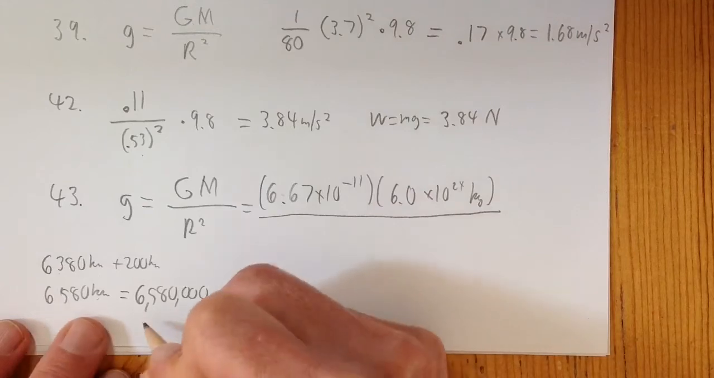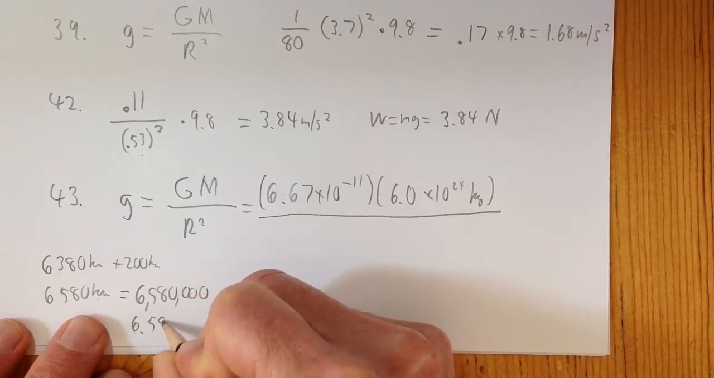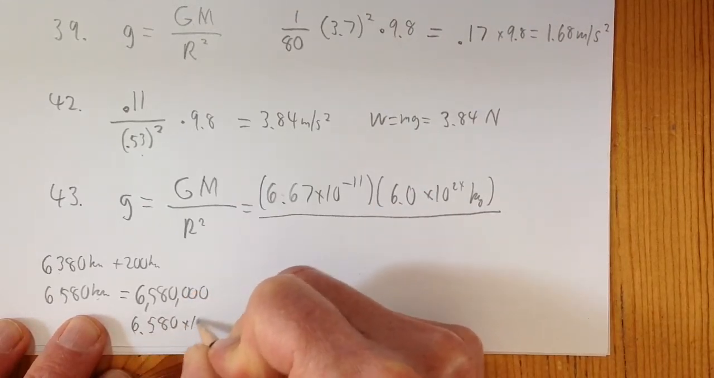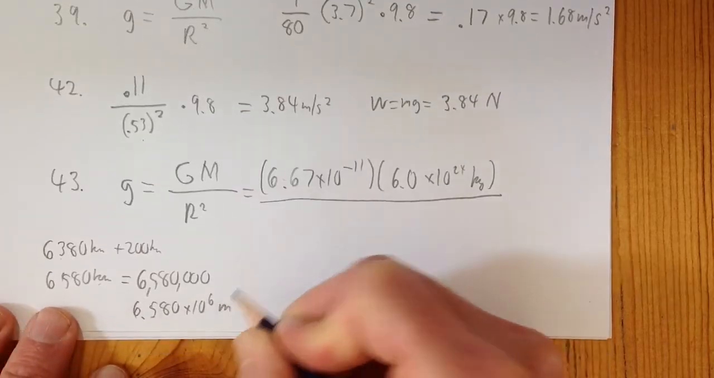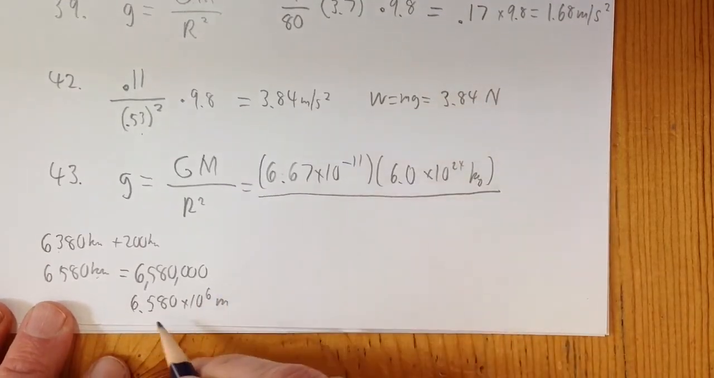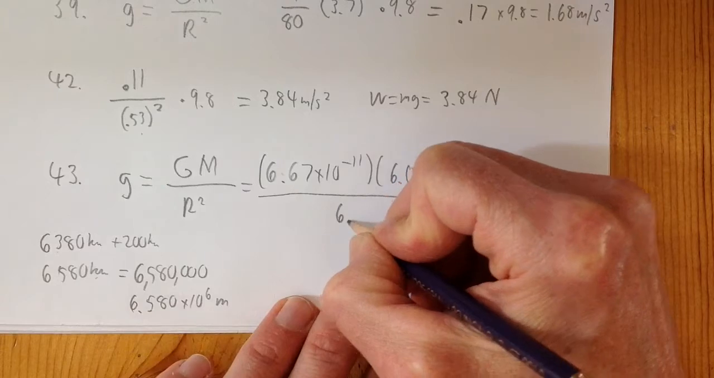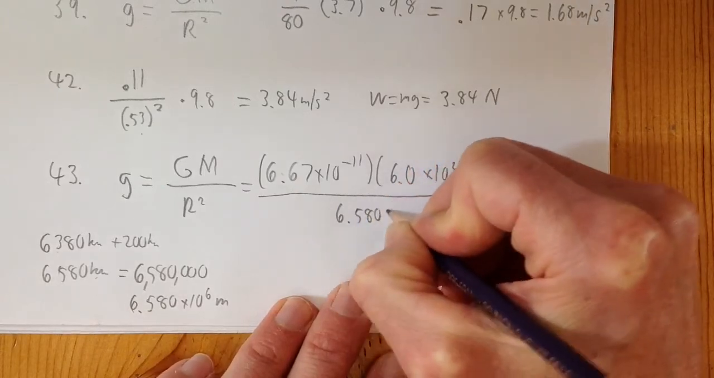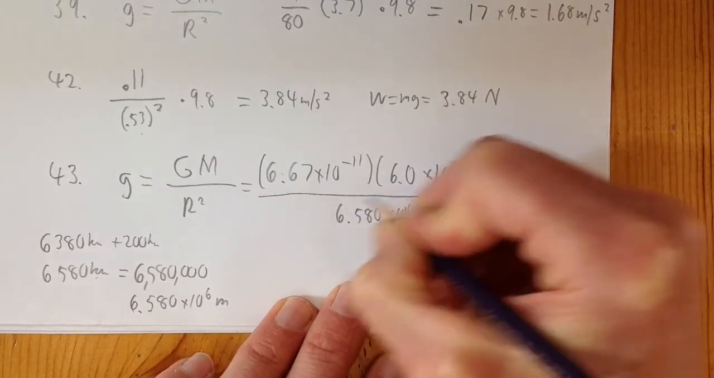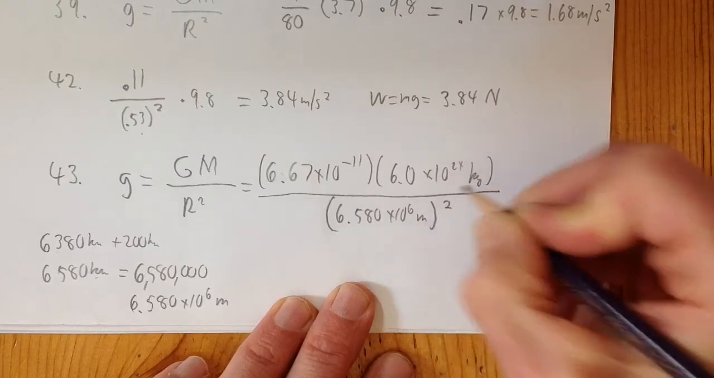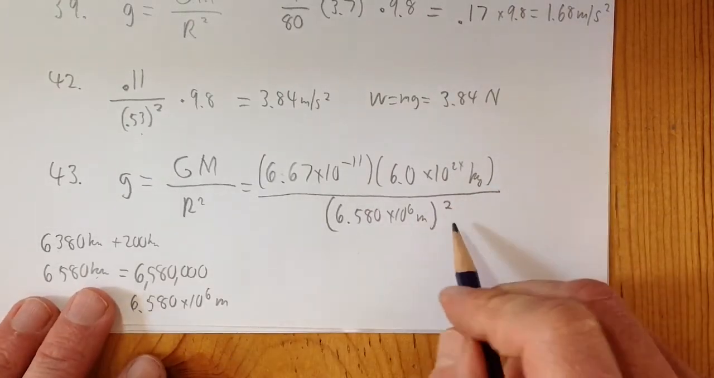Now we could write that as 6.580 times 10 to the 6th meters. Again, you have to put meters here. That works. So 6.580 times 10 to the 6 meters, and then you square it. So many people forget to do that. I've graded so many tests, people forget to square it.